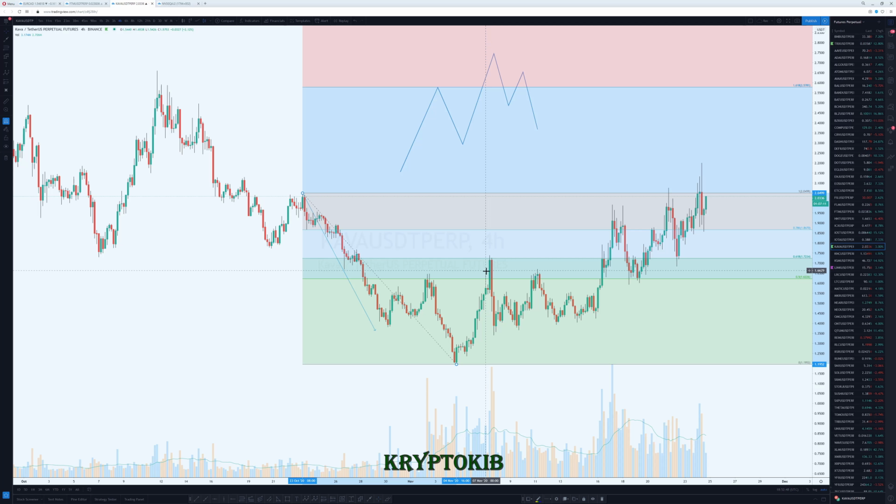It has retraced, and then once we see it coming down, this makes the high. This high is a new high, and this is a low. This is a low.